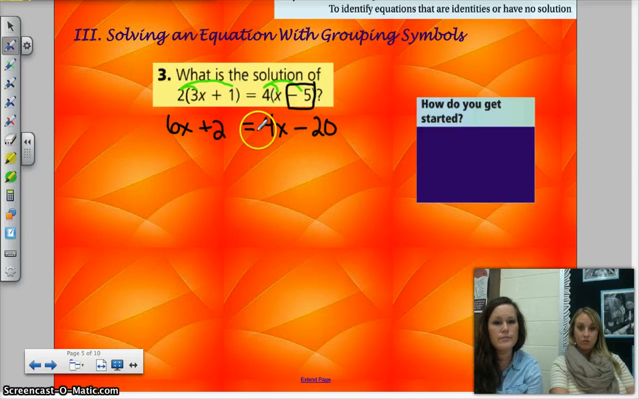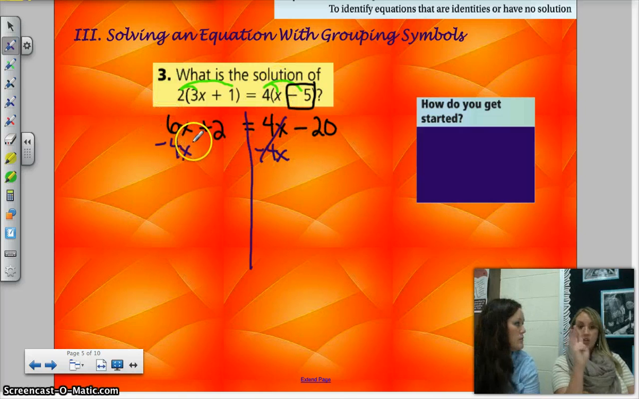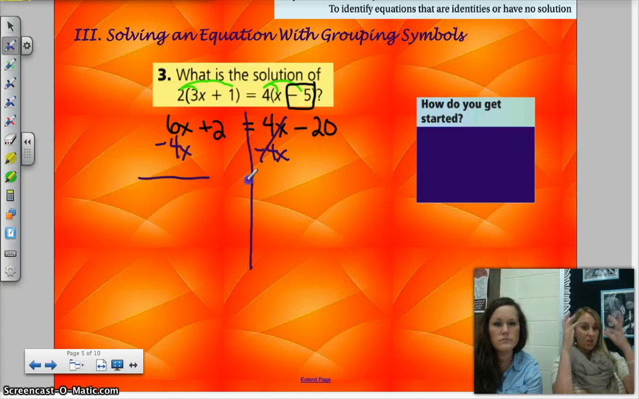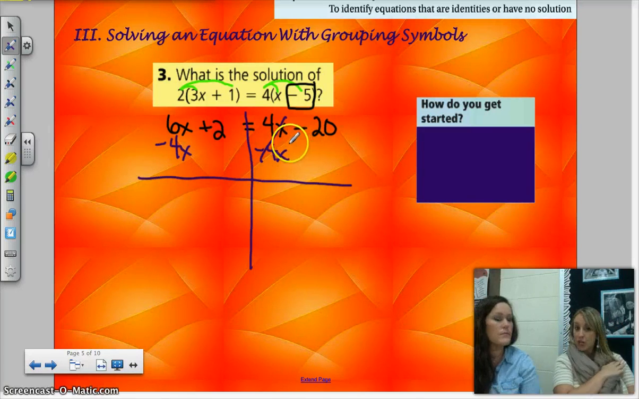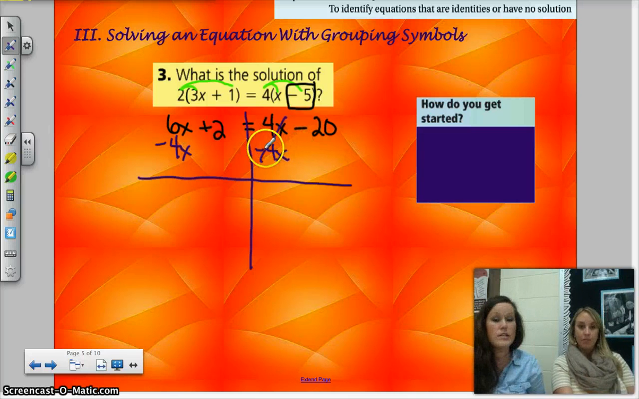So let's deal with letters. Draw the line, minus 4x. Some of you might say, well, do I always have to do this side to that side? No, you would still get the same answer. You have 4 options that you can do here. Take away the 6x, take away the 2, take away the 4x, add the 20. You can start anywhere that you want. And what I do is I always literally start right there every single time. That's what I do too.